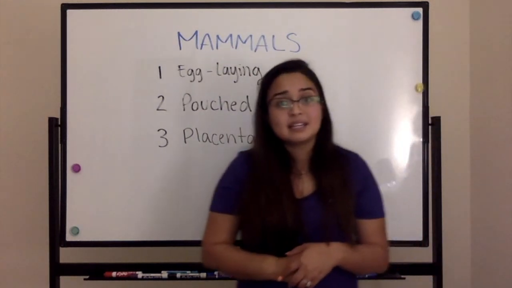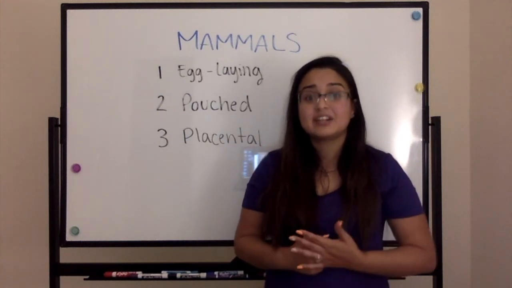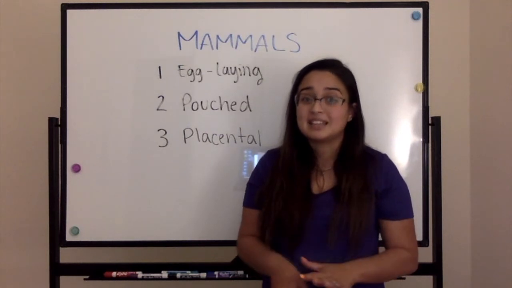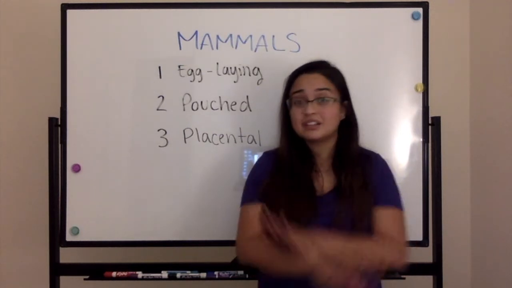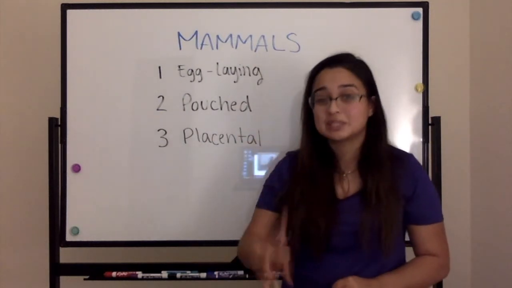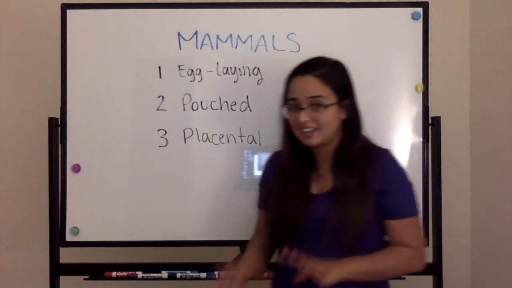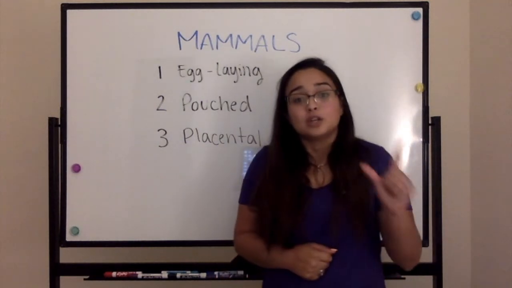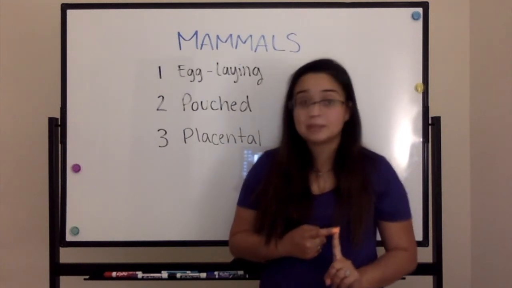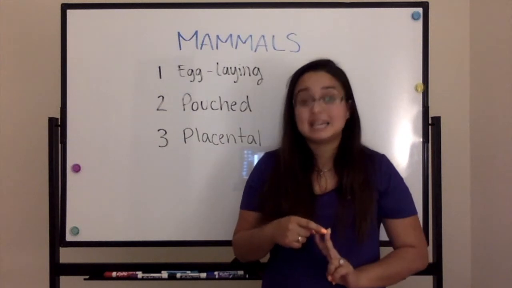Now, egg-laying mammals, just like it says in the name, lay eggs. And there are actually only two species of mammals that lay eggs. There are thousands of mammals, but only two are the special exception that they are mammals, yet they lay eggs. Those two animals are one, the duck-billed platypus, and two, the spiny anteater.